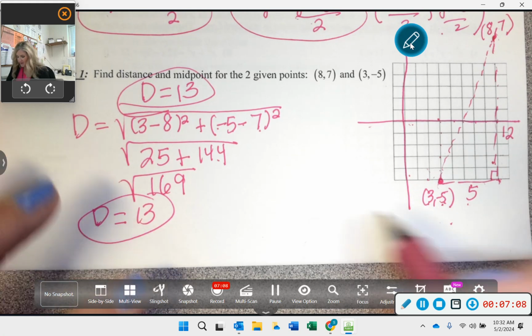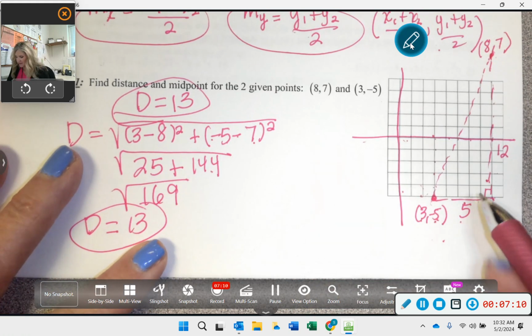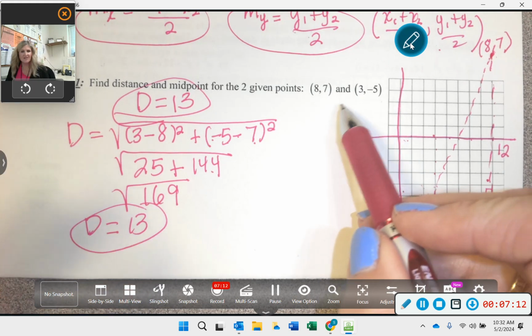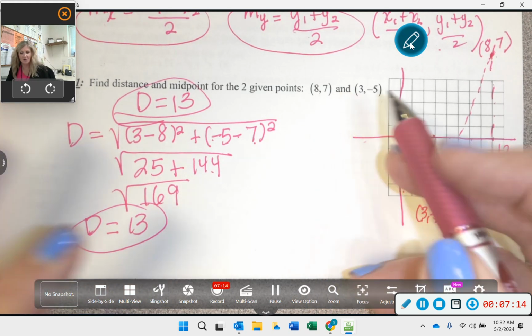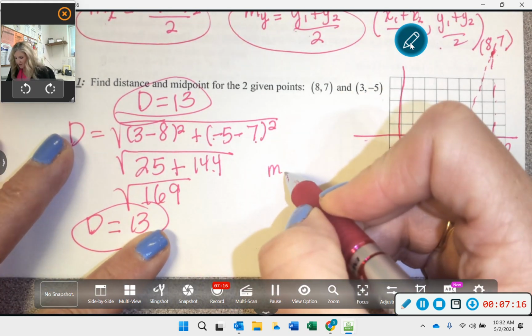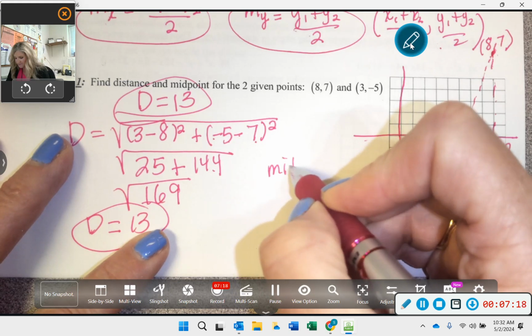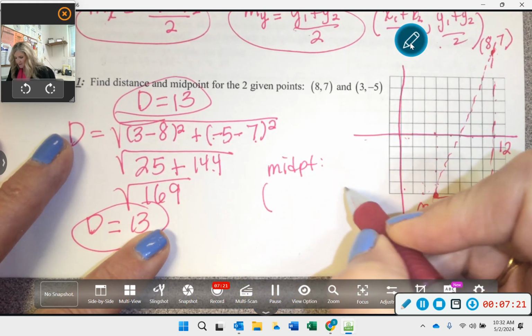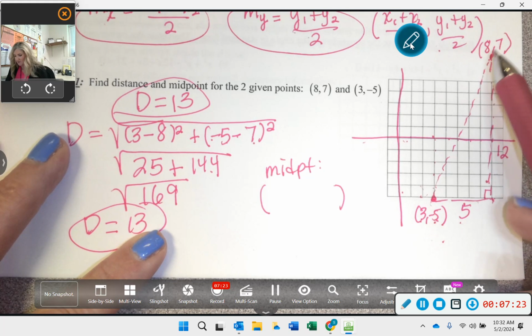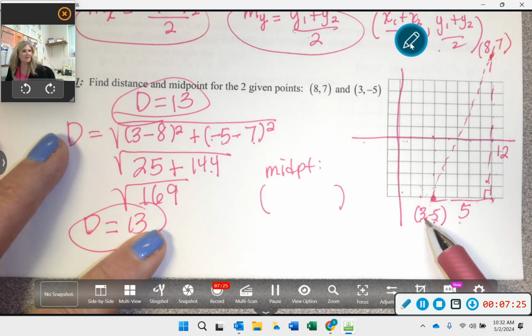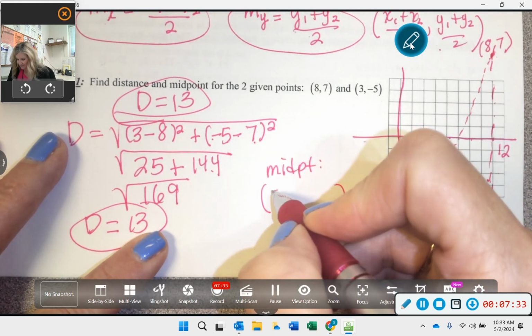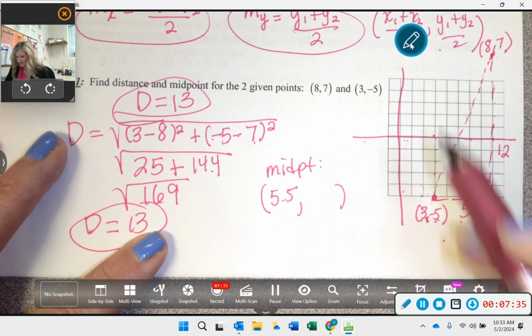All right? Now we're going to find the midpoint. Guys, personally, I don't like formulas. I just think you can think this through logically for this midpoint. We want to know what's in the middle of 8 and 3. What's in the middle of 8 and 3? Add them up, divide by 2. What is it? 5.5, 5.5. However you want to think of that.